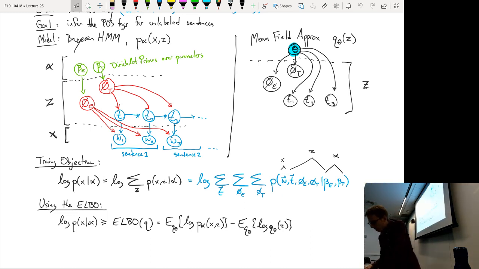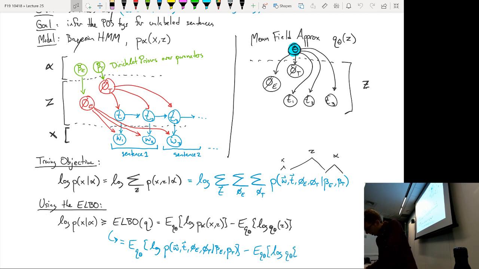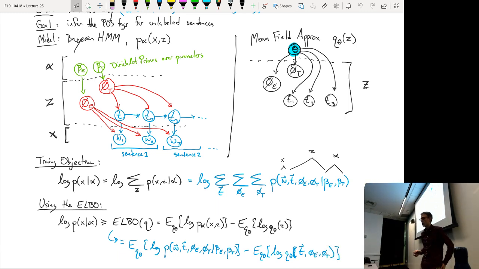And we can write out that elbow for our model as well, right? I'm just going to replace these two distributions with the joint and the mean field approximation. So this is the expectation under q theta of the log of p of w, t, phi e, phi t given beta e and beta t, right? So we have that as the first term, and then the second term, the expectation under q theta, is a log of q theta. And what is q theta really a distribution over? It's over vector t, phi e, and phi t. Right, that's what z is, these three together. Okay.